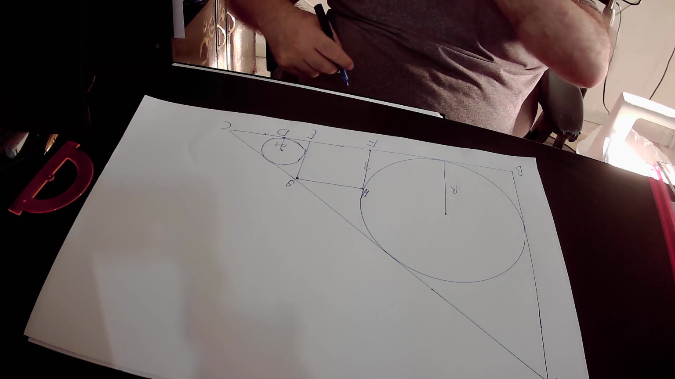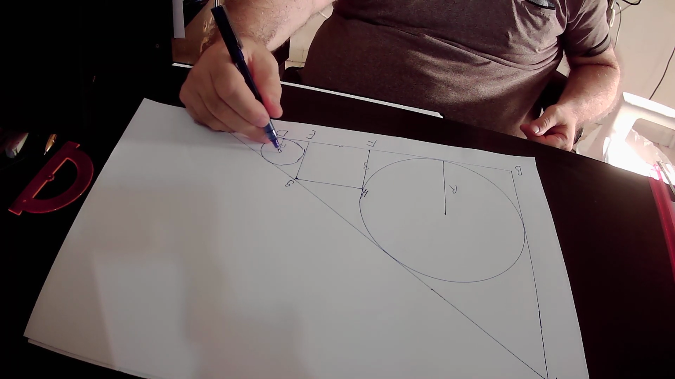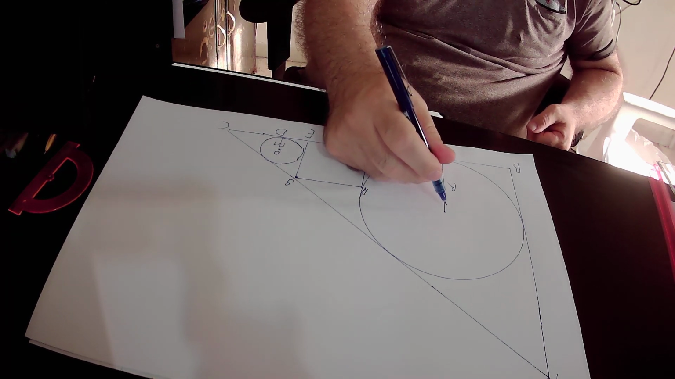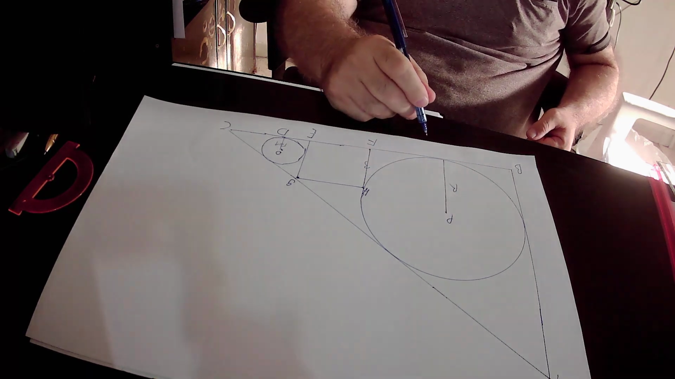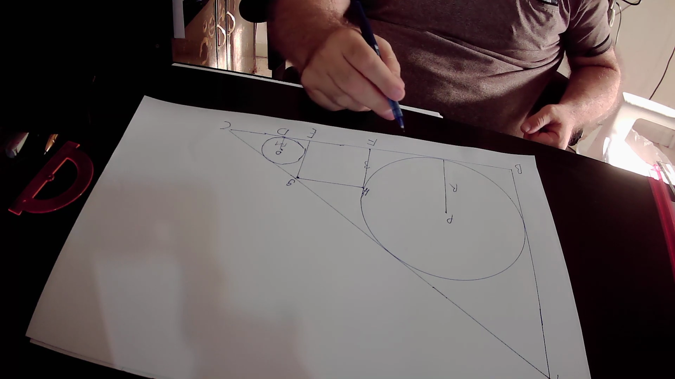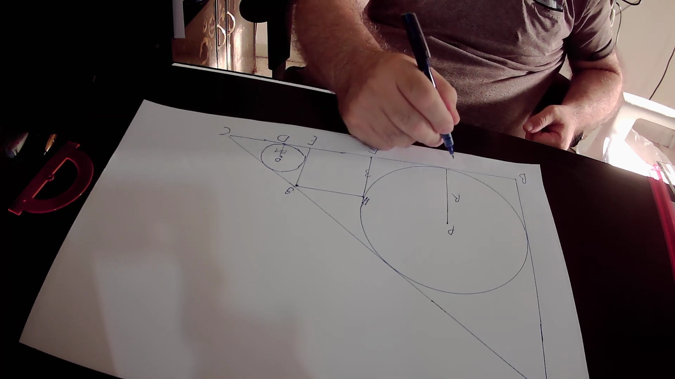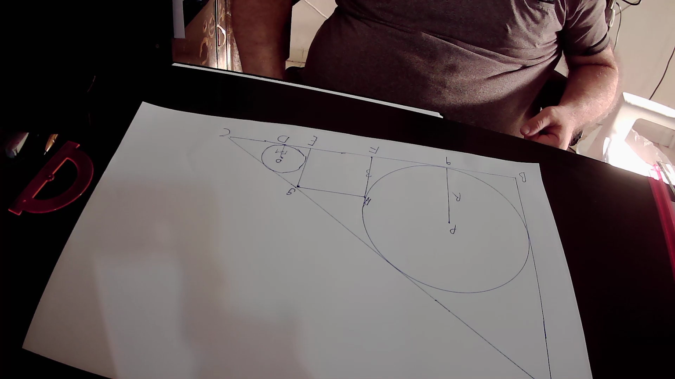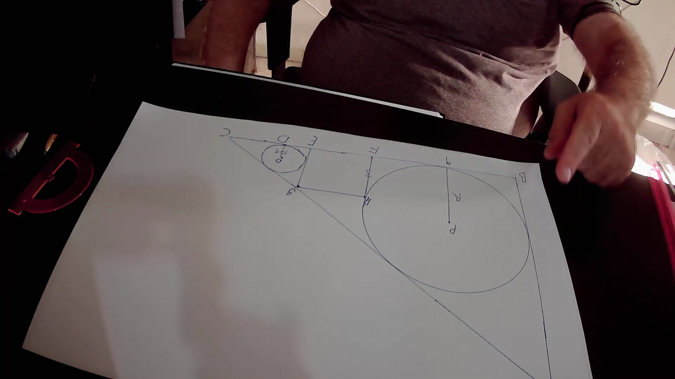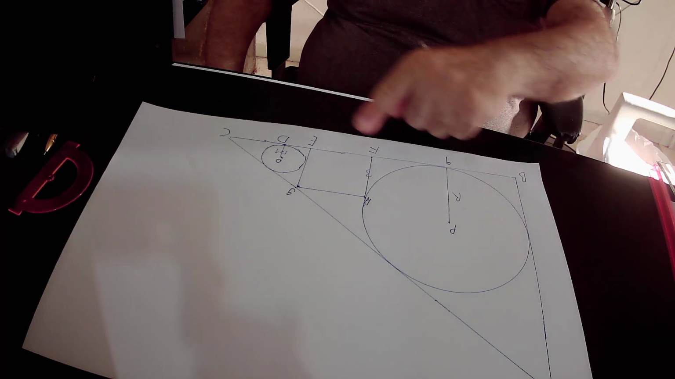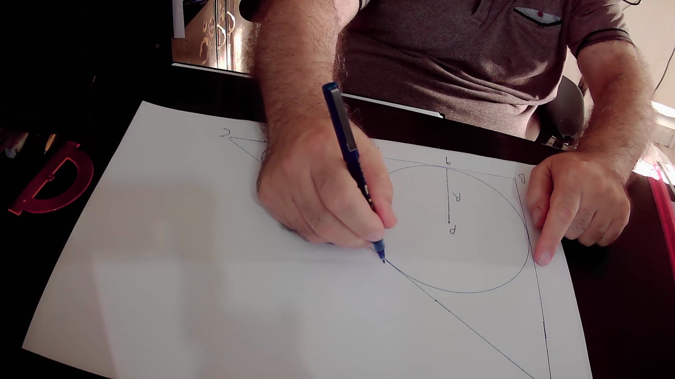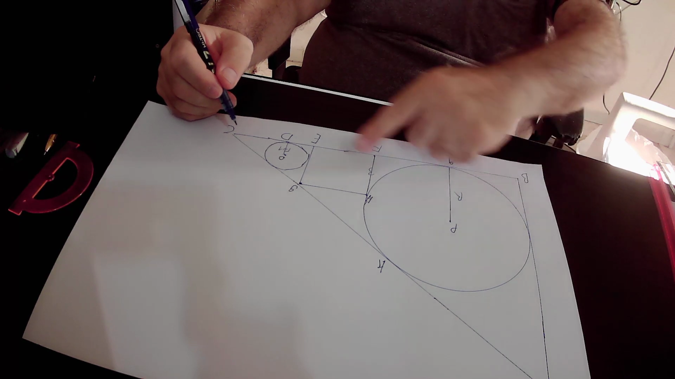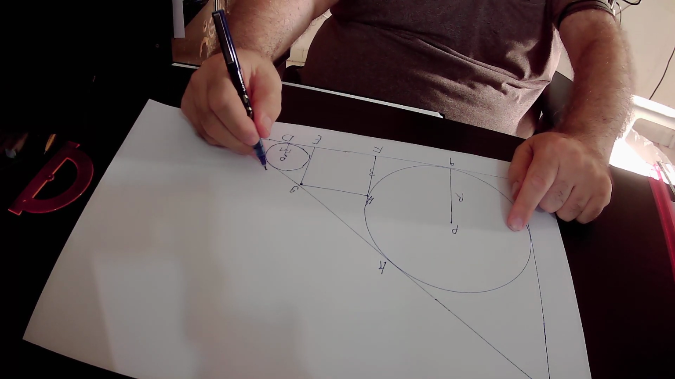We will define the center of the small circle as O. We will define the center of the big circle as P. We define the point of tangency of side BC with the big circle as Q. We will define the point of tangency of AC with the big circle as K. We define the point of tangency of AC with the small circle as L.